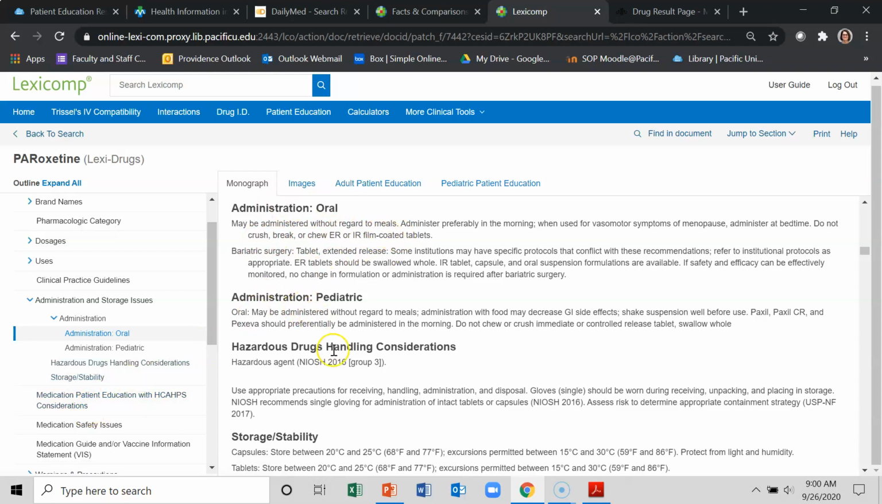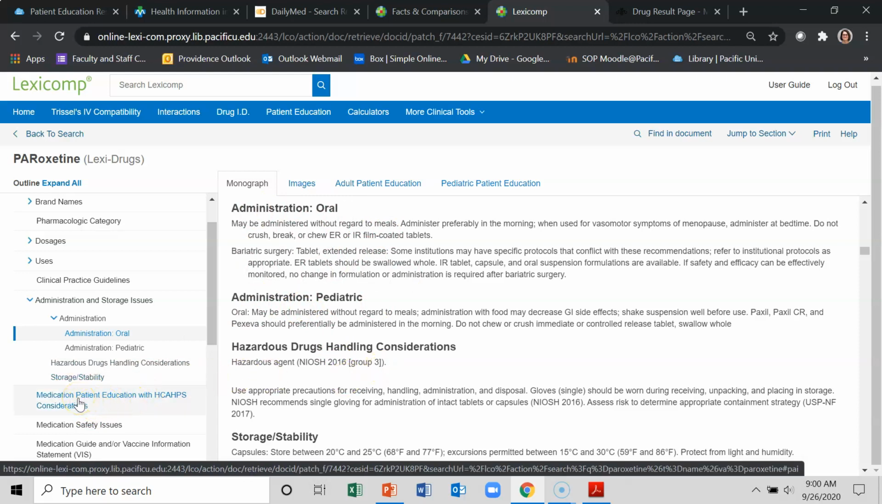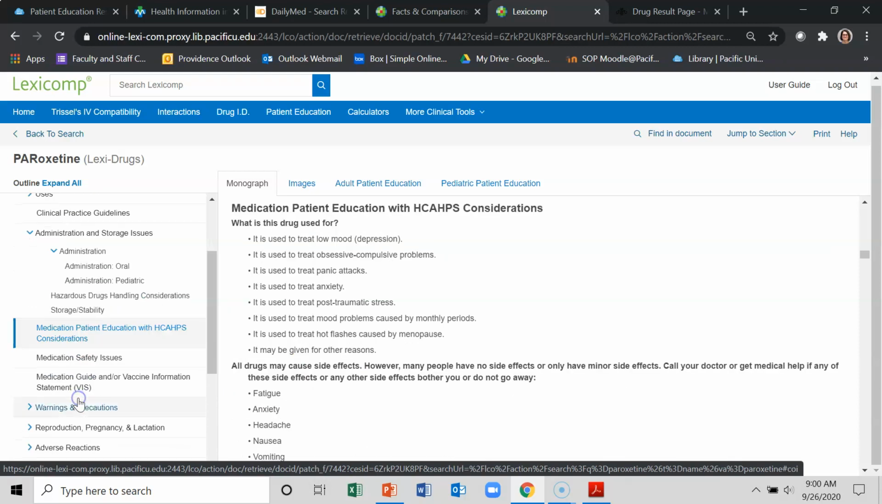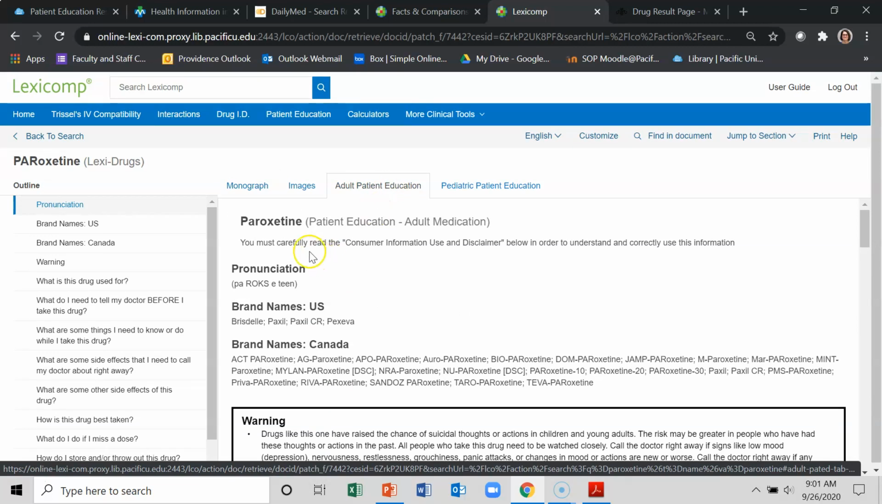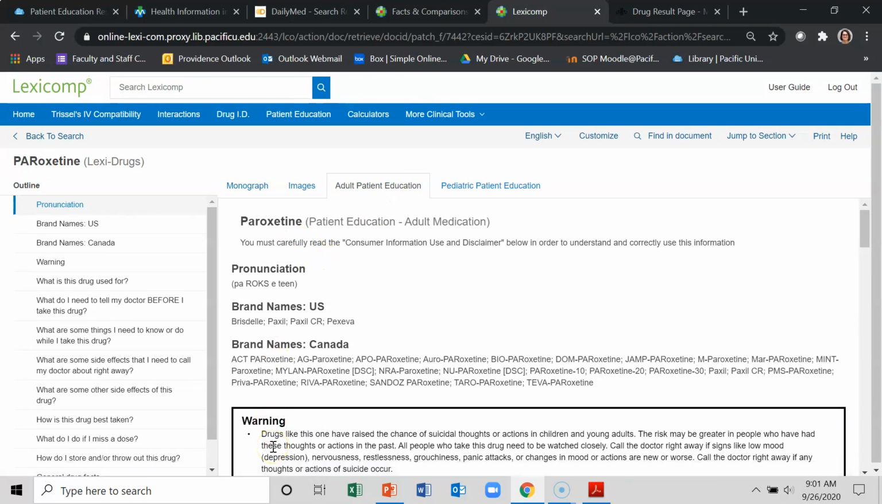For Lexicomp, where you can find some counseling points is under this section called Medication Patient Education. Kind of similar to what we saw in Facts and Comparisons, they have some specific talking points. This one also has the tab that will give you the full patient leaflet.